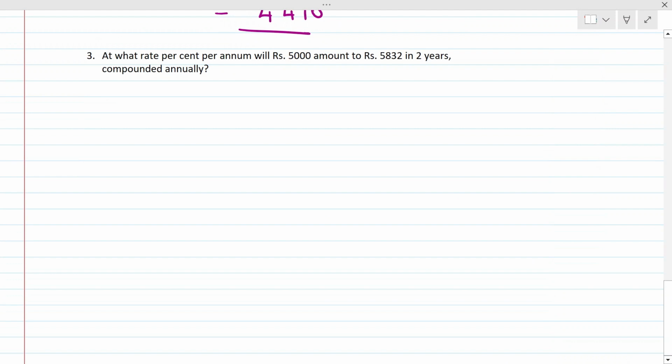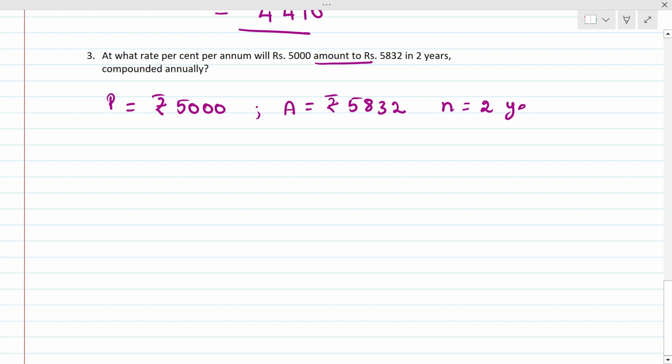Now in this third example, at what rate percent per annum will rupees 5,000 amount to 5,832 rupees in 2 years compounded annually? So here we are going to find out the rate percentage. So before that, what are the given data? Here principal P is rupees 5,000 and amount to, they have given it like this. So that means amount is rupees 5832 and n equal to 2 years. This is the given data and they are asking us to find out rate.